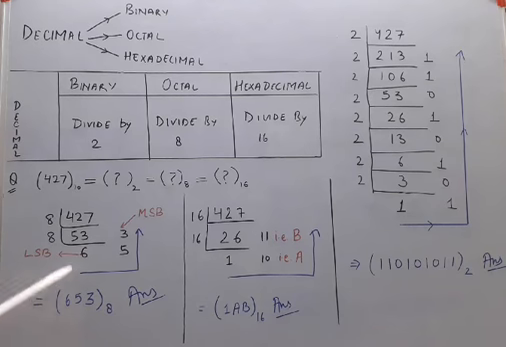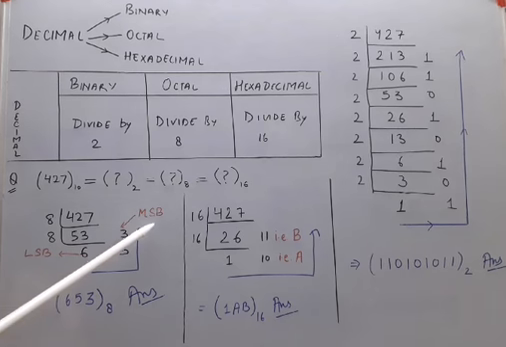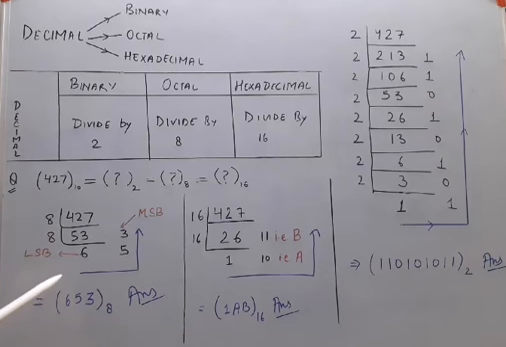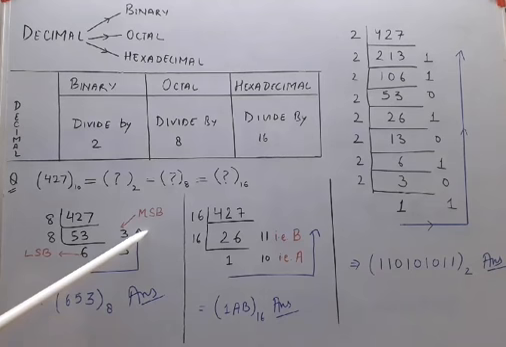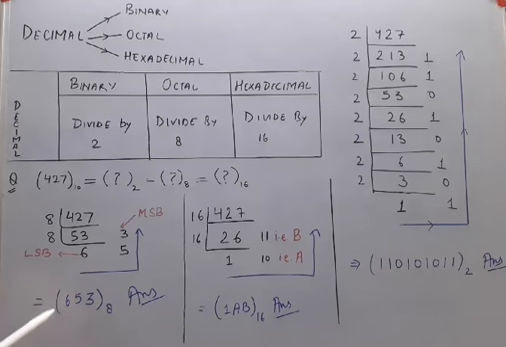You have to move from the least significant bit to the most significant bit. LSB stands for least significant bit and MSB stands for most significant bit. So you have to move from this till this. Okay. So see, the answer is 6, 5, 3.